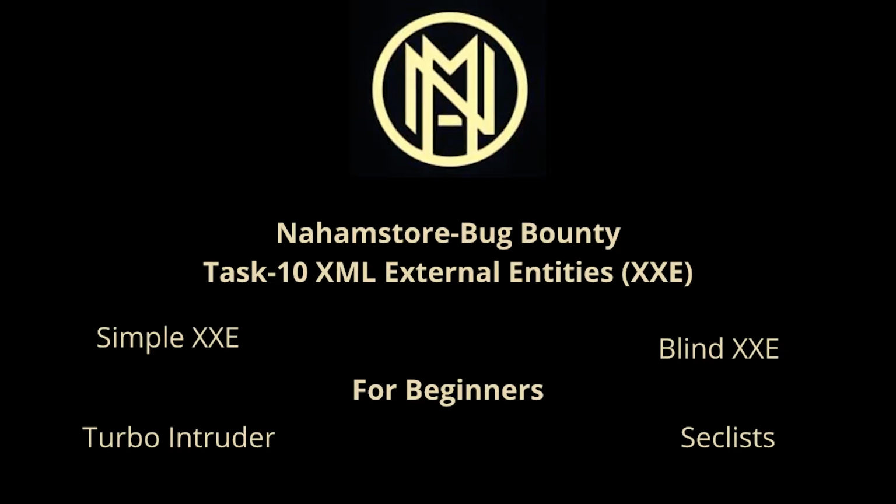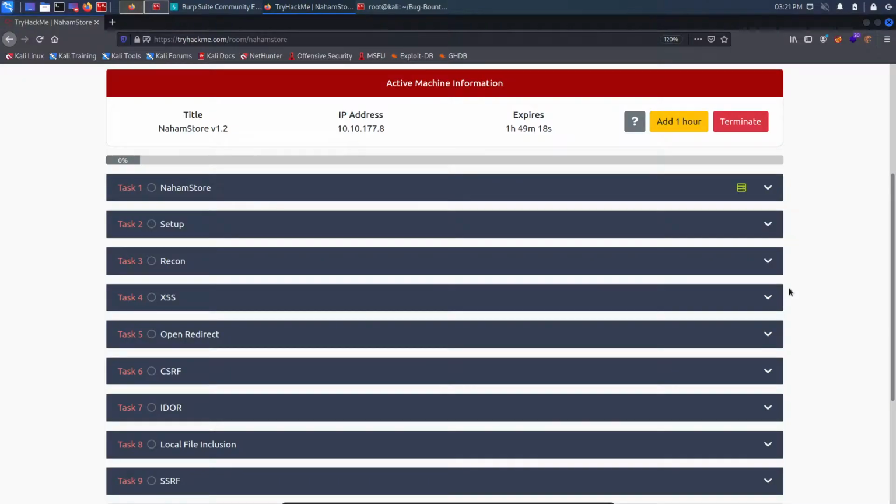for XXE. So today, first of all, we will find the places where we can test for XXE, and then we will test for simple XXE as well as blind XXE. So that being said, let's jump in. I already have started my machine and my IP address is 10.10.177.8.